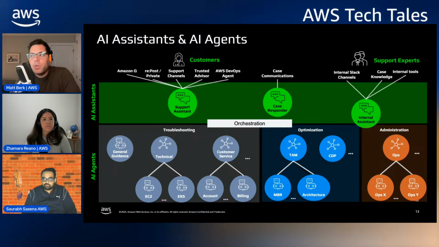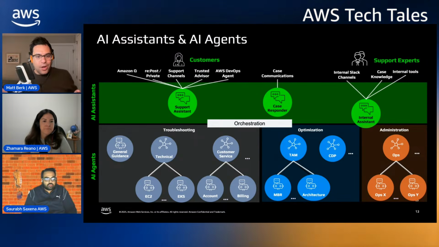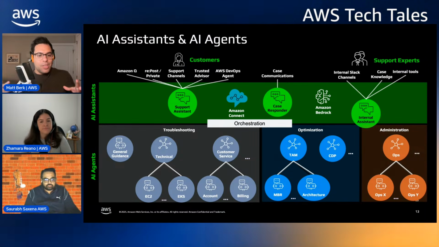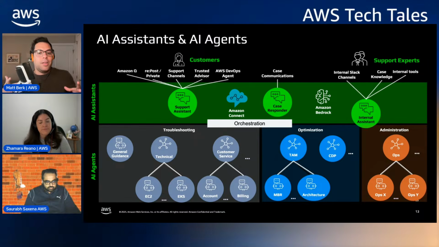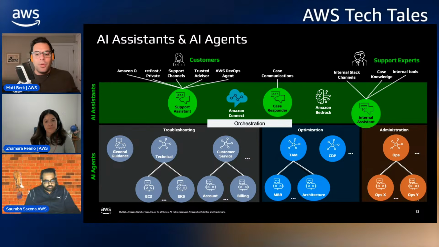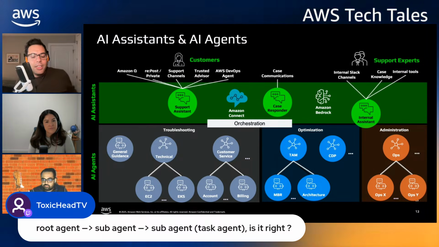So at that moment, I just want to take a quick pause for folks that are just joining us, because as people are coming off stream, Sarah's been talking about how we've been thinking about the evolution of support. So we're digging into how we're actually implementing some of this AI augmented case orchestration or case help within AWS. And Toxic Head TV was saying, is this the way that we're doing? Is you have a root agent or a super agent, a sub agent, and then like a task agent, Sarah?